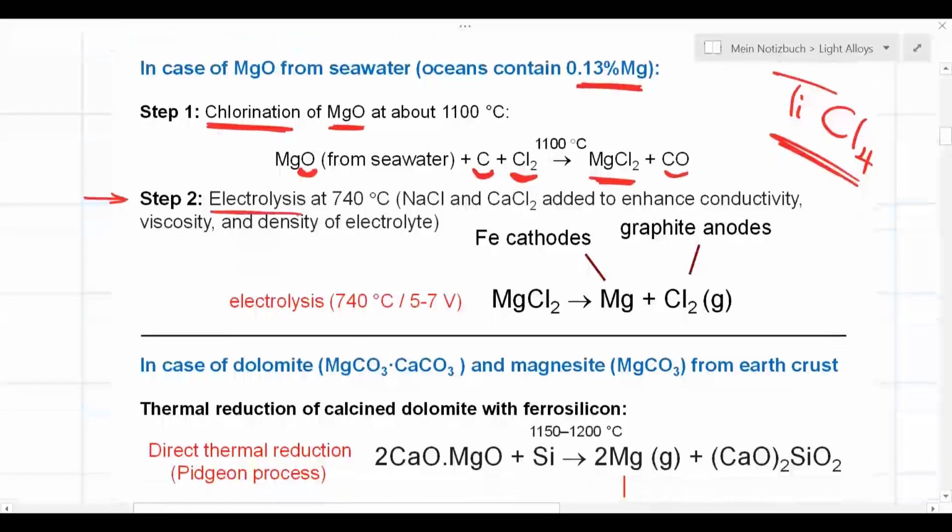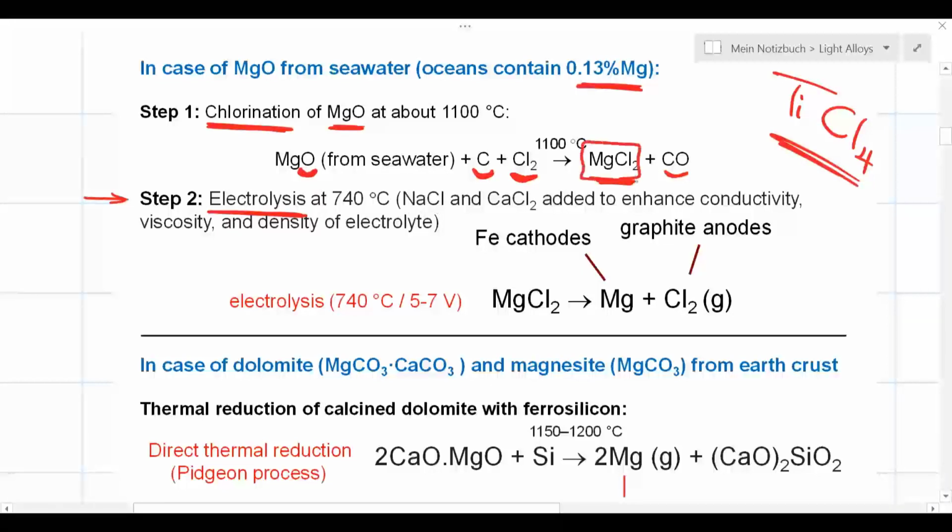which is then processed in the second step, and that is electrolysis. Similar to what we do with aluminum alloys, there we are using aluminum oxide, right? Not aluminum chloride. There we are using oxide, and we are using cryolite in order to reduce the melting point of aluminum oxide. That was the Hall-Héroult process for the production of aluminum alloys. Here there are some similarities, but instead of using magnesium oxide, we are using magnesium chloride, right?